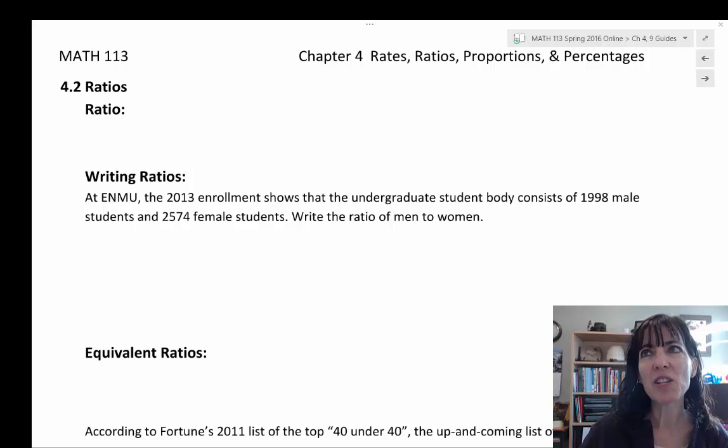Hello there. Let's talk about ratios today. We've talked about proportions, proportion equations, and even unit rates already. And now let's look a little more at what we can do with them.